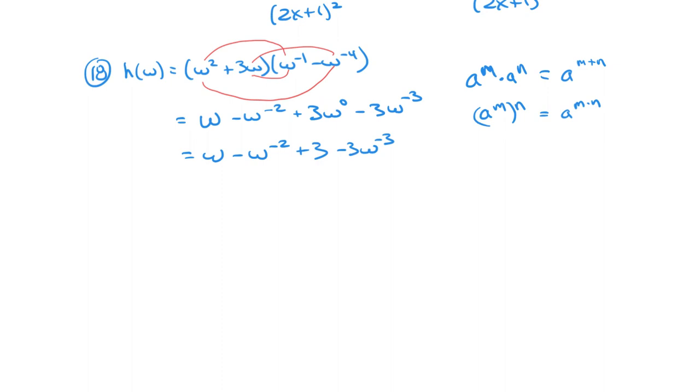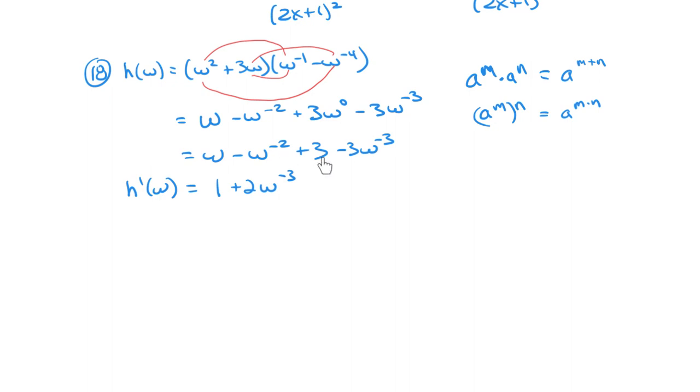So really we've got w minus w to the minus 2 plus 3 minus 3w to the minus 3. So to find h prime of w, we just need the power rule. So remember, w is our independent variable, so this is going to be 1. And then the power rule, this negative 2 will come down and multiply by the negative. So you get minus 2 times minus 1, which gives us plus 2 w to the minus 3. Because remember, it drops by 1.